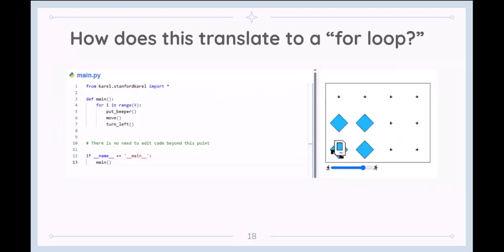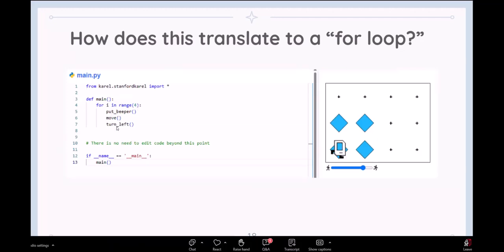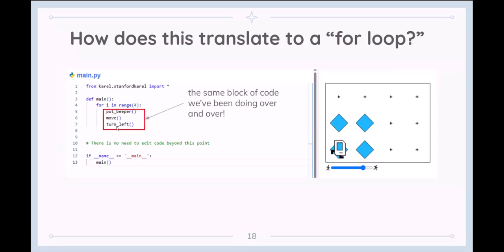If you translate this into code and into a for loop, you'll see something like this. For i in range 4, colon, put beeper, move, turn left. And you can note that this code right here is the same code that we've been repeating over and over. And the pre and post-conditions are the same each time we iterate through this for loop.